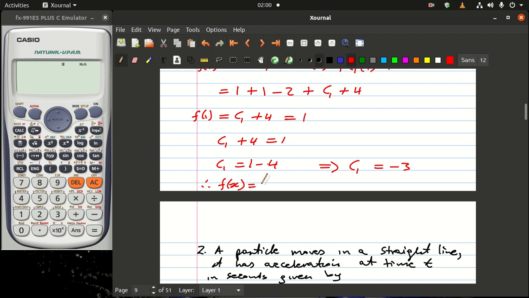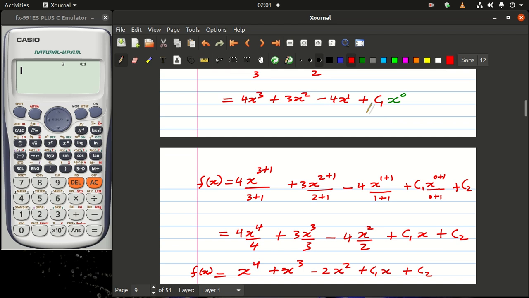Which means that our f of x is simply x to the power 4 plus x to the power 3 minus 2x squared minus 3x plus 4. So that is actually what we end up having in this particular case. We're having these two minuses and we have a plus 4. That is what we're looking for.